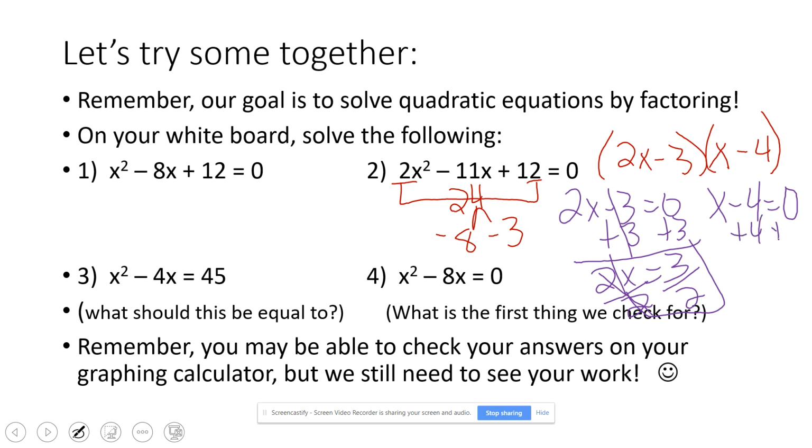Divide by 2, and we have x is equal to 3/2. Over on the right, we're going to add 4 to both sides, and we get x is equal to positive 4. So our x-intercepts, roots, zeros, solutions are at 3/2 and 4.